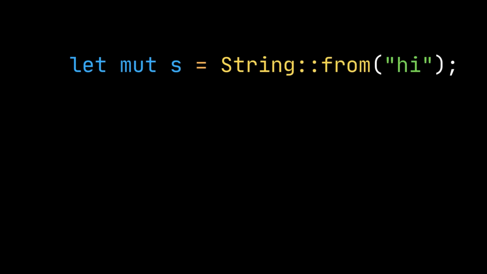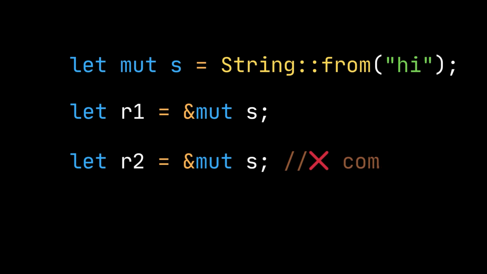Now, let's take this even further. Rust lets you borrow, but it sets some ground rules. You can only have one mutable reference at a time, or many immutable ones, but never both. The compiler becomes your safety net. It says, nope, not today, bug.